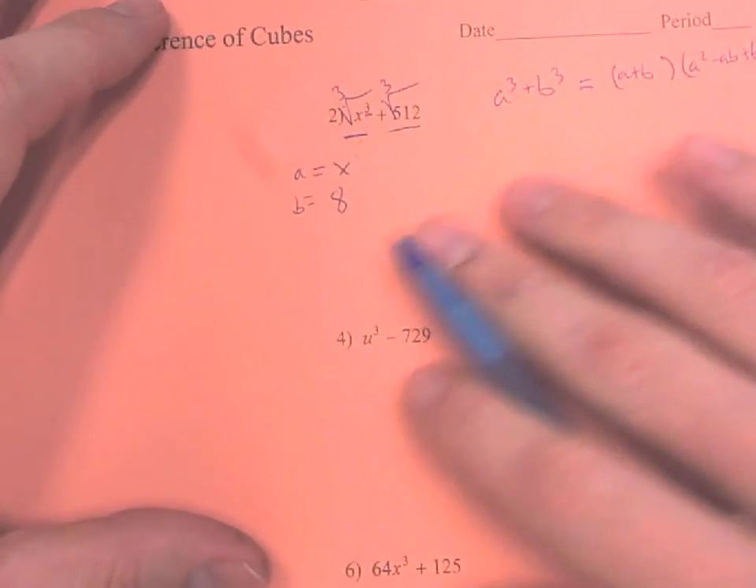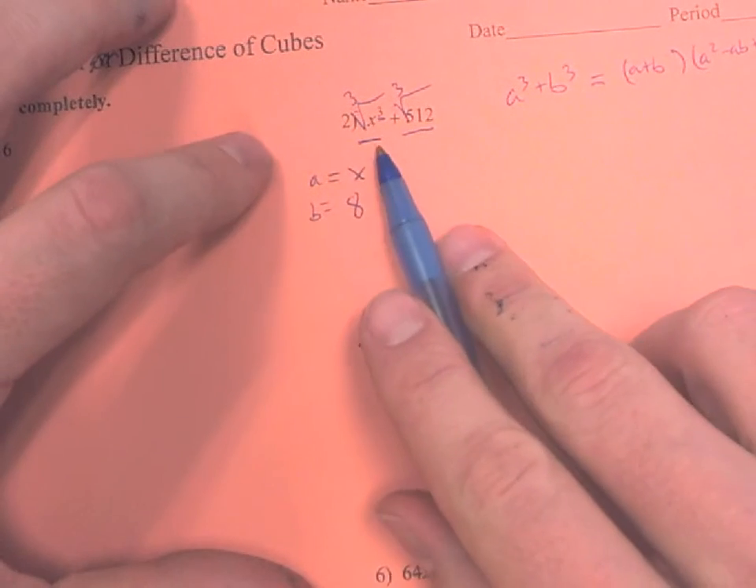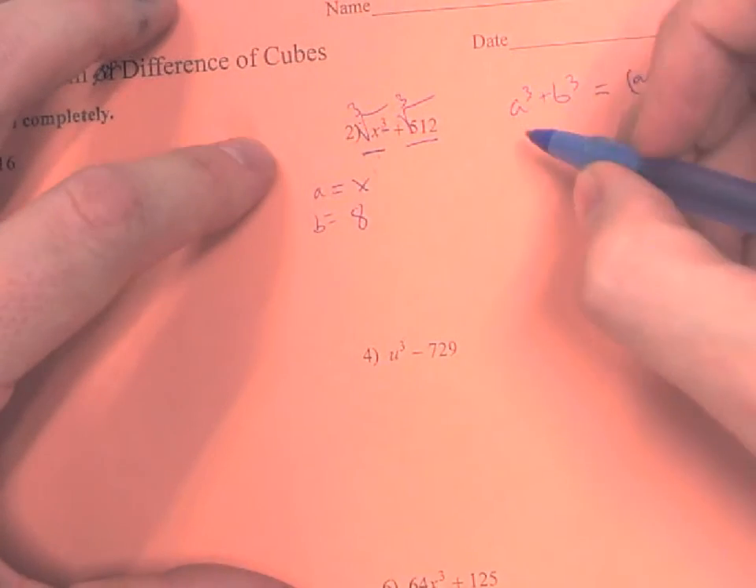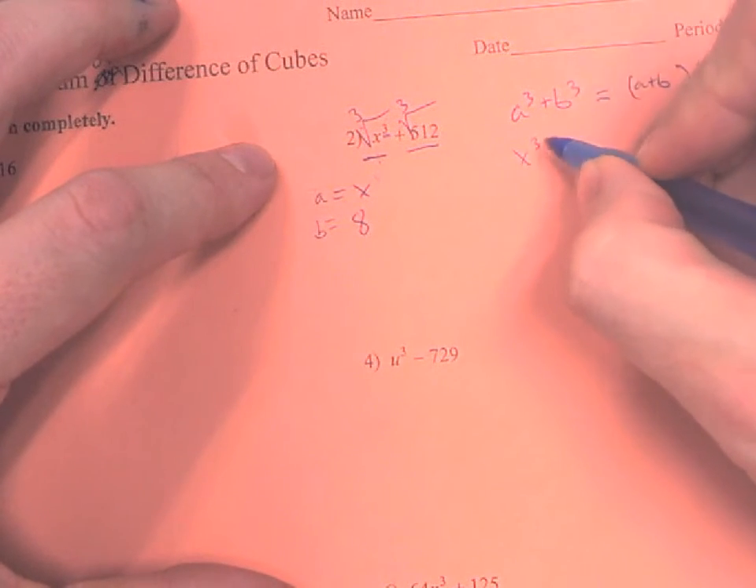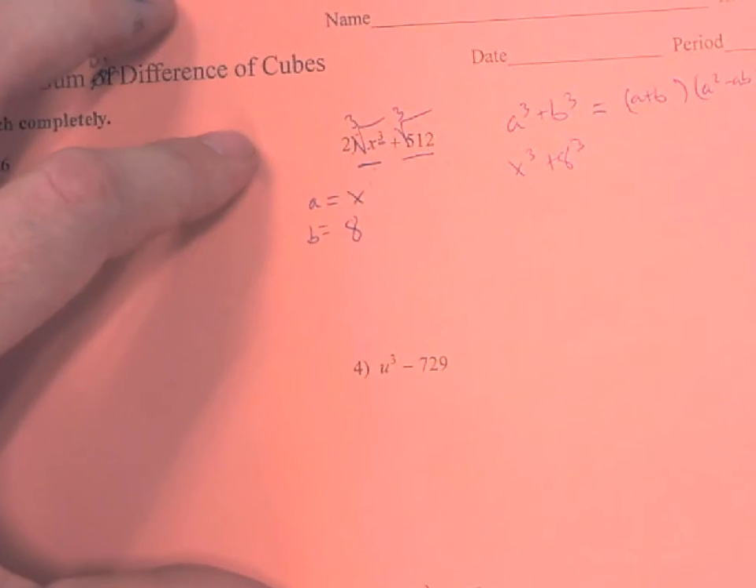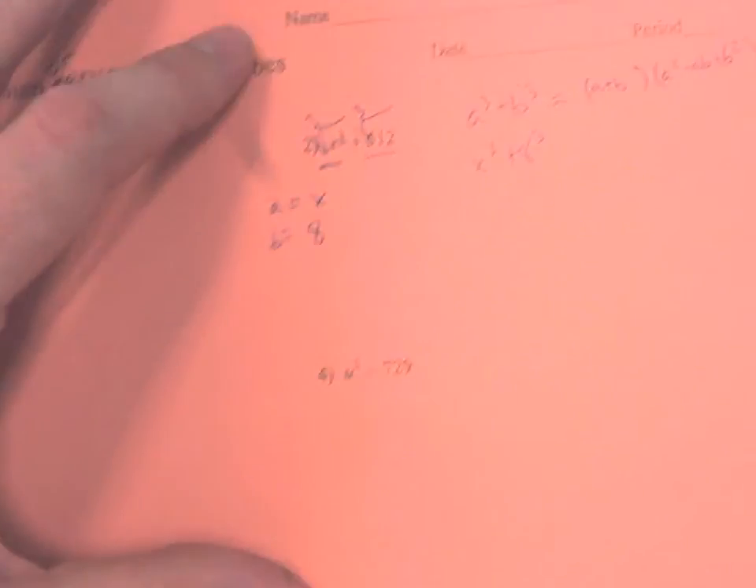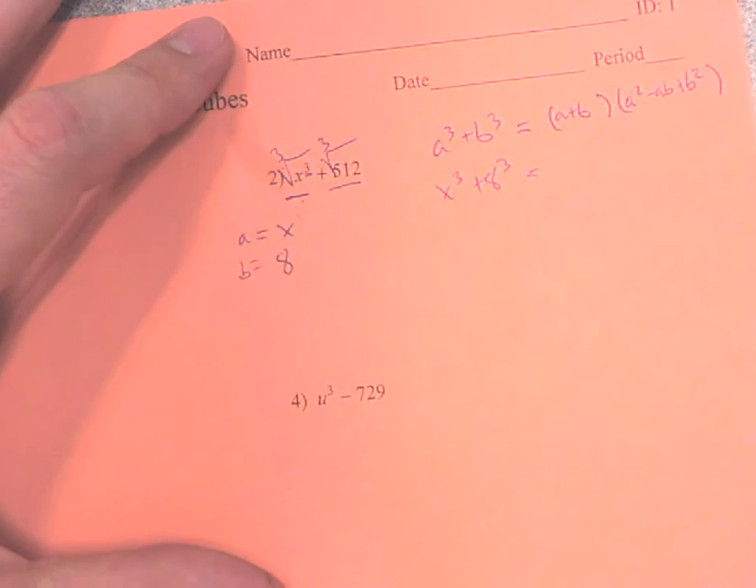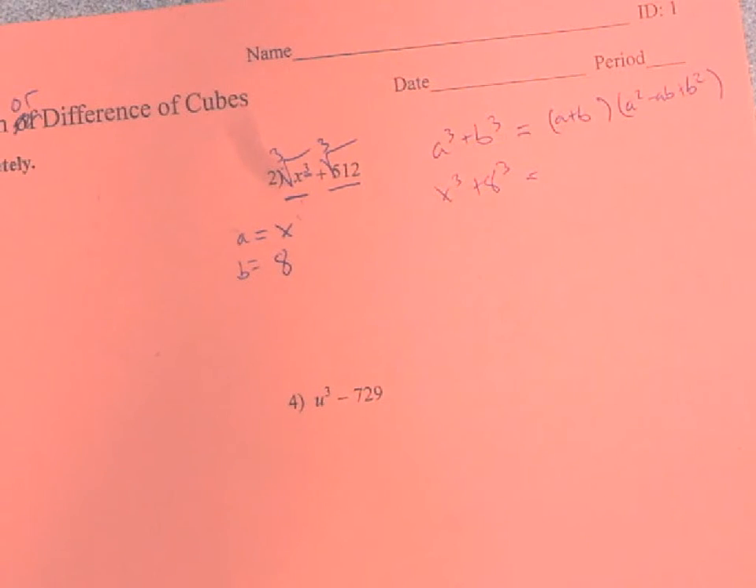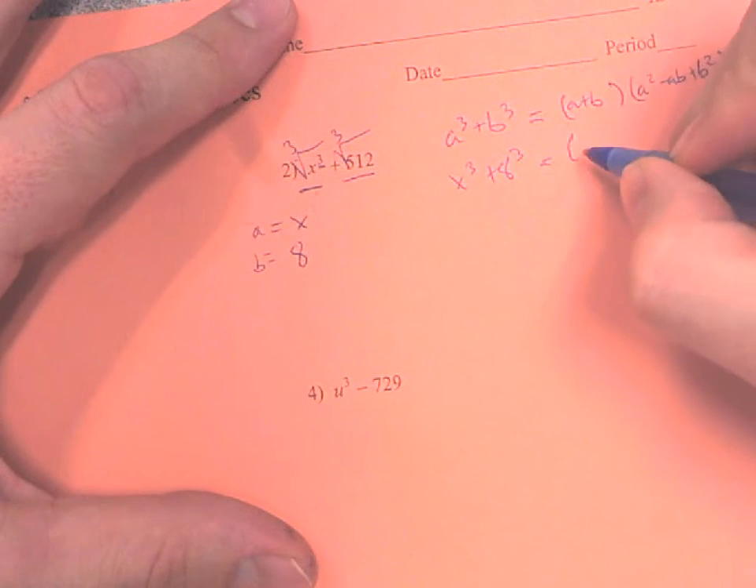So I already know what the template looks like. If you think about this right here, basically what I have is an x to the third plus an 8 to the third. That's what this is saying, because 512 is 8 to the third. So I just take this whole template and replace all of the a's with x, and all of the b's with 8s. So that's going to look something like this.